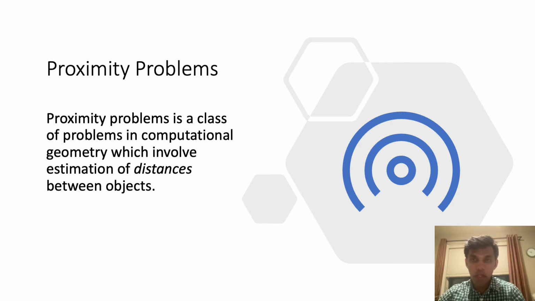Here we try to give a very brief and broad definition of proximity problems for the benefit of the audience. Proximity problems are a class of problems in computational geometry which involve estimation of distances between objects. Classic examples of proximity algorithms include minimum spanning tree, clustering algorithms, k-nearest neighbors, and many more. One of the key aspects of all of these algorithms is the notion of distances.